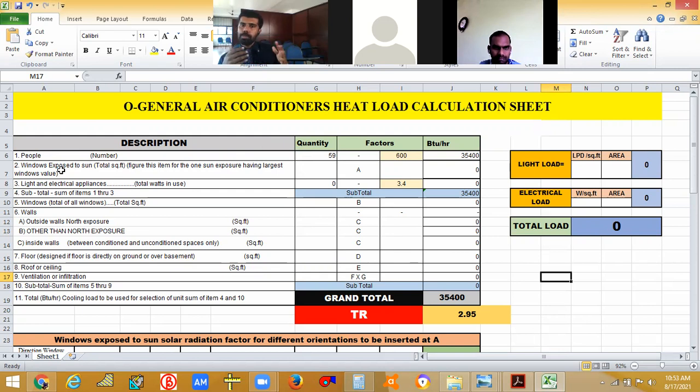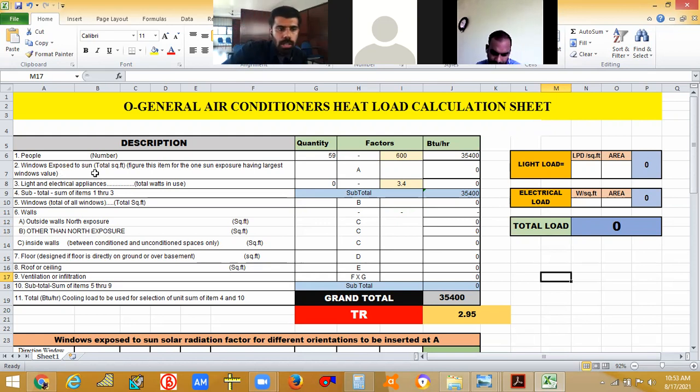Yeah, the first one was people. The number of people inside the room determines the heat that will be generated. Next, if there is a window exposed to the sun, there is a chance of heat entering from the sunlight through this window. So they have particularly asked in this description about the window, and we have to answer according to what they have described here.